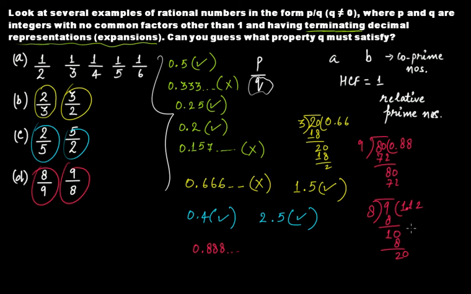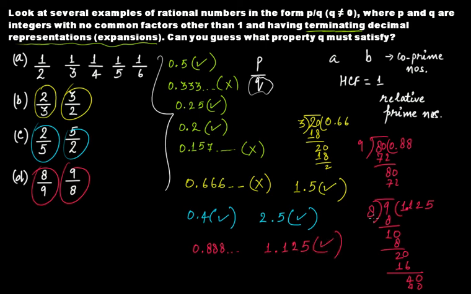So 8 times 1 is 8. Then 8 times 1 is 8, 2. Then 8 to 16. Then this is 4. And this is 8, 5, 40. So this gets divided. This is 1.125. So this is terminating.